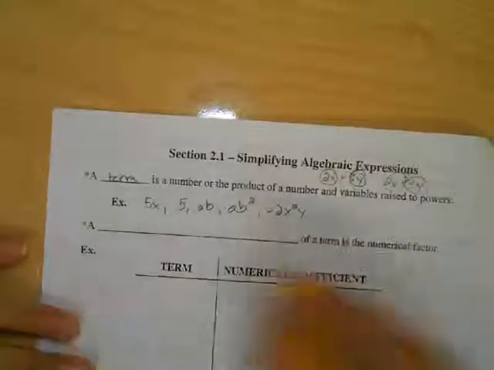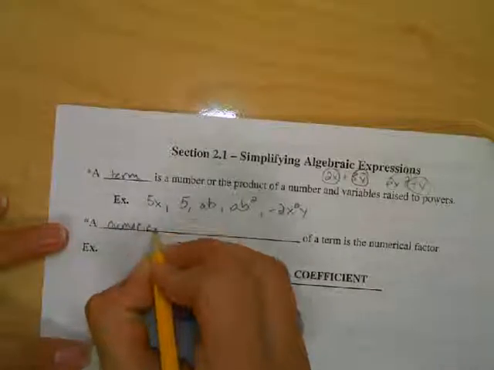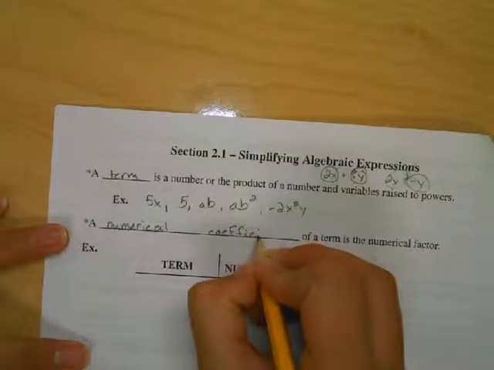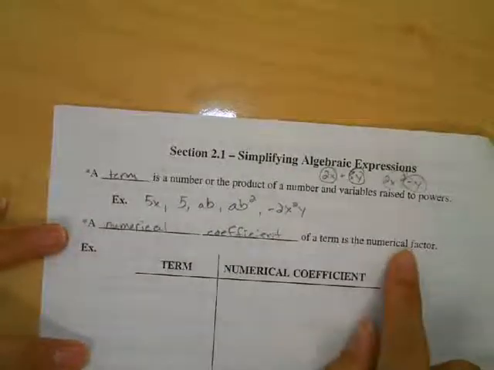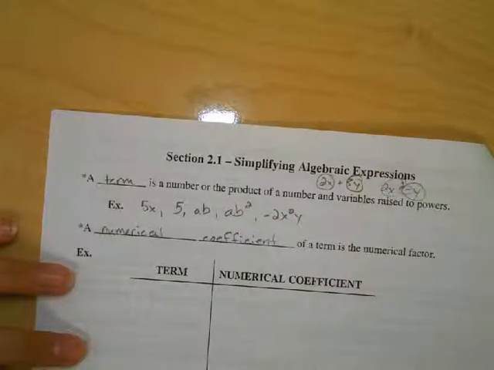With the term, there's a part of it that we pay specific attention to, which is the numerical coefficient. The numerical coefficient of a term is the numerical factor. Fancy way of saying it's the number out in front. That's really all it is. It's the number out in front.